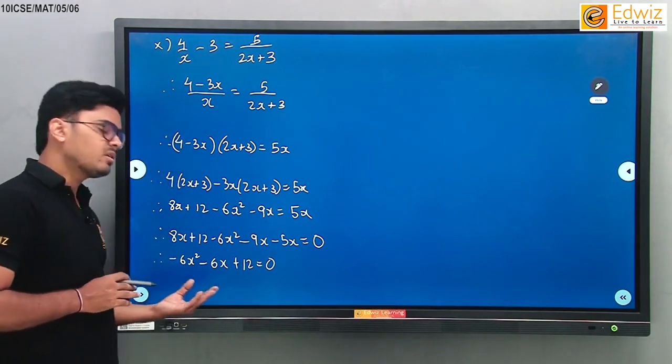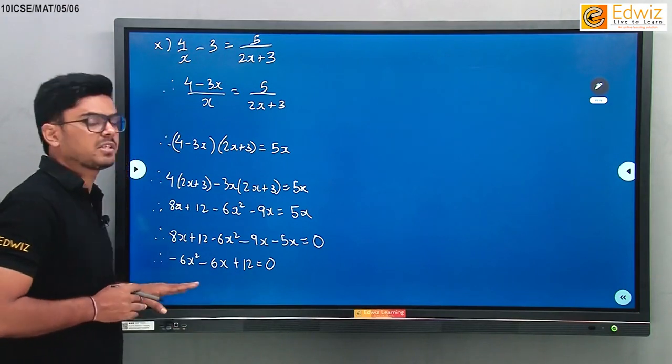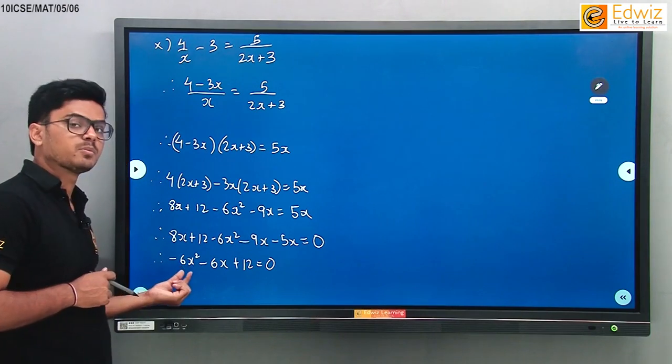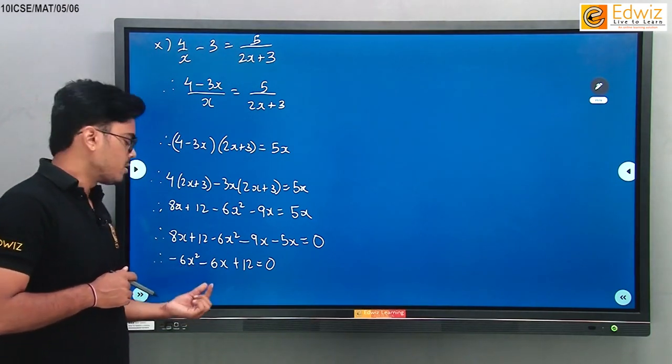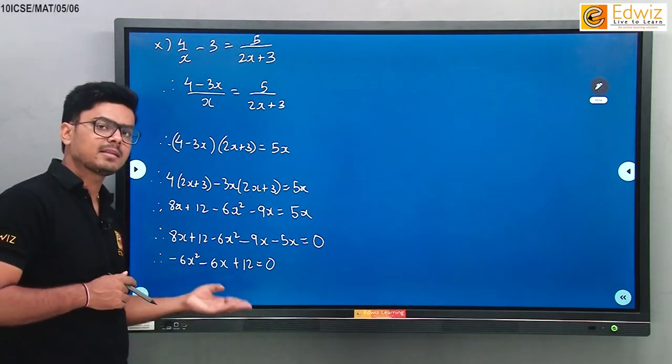Okay. Now this is not the final equation. We can further simplify this. Divide the entire equation by minus 6. Why minus 6? Because ये positive चाहिए मुझे. Okay. Coefficient of x square, I want it as a positive term. So minus 6 से divide करेंगे तो तीनों का sign change हो जाएगा और 6 से divide भी हो जाएगा.